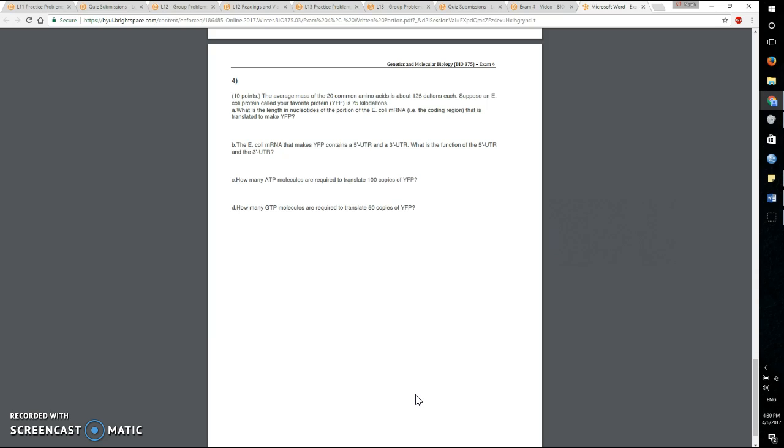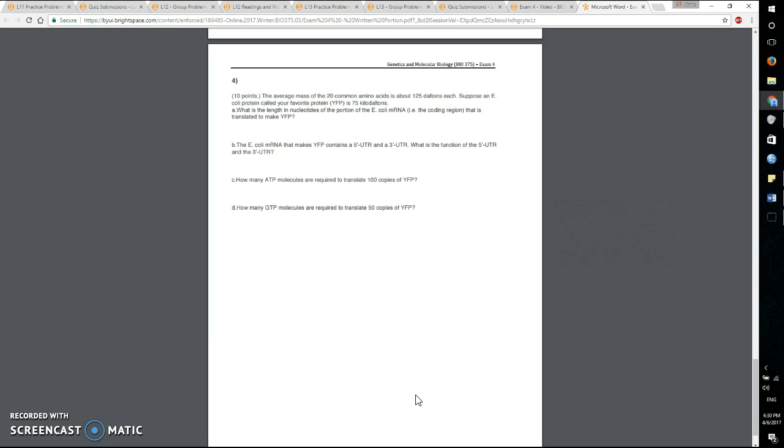But so B, the E. coli that makes YFP contains 5' and 3' UTRs. What are their purposes? They are the untranslated regions which act to regulate expression. Depending on the organism, in this case E. coli, they operate to ensure that not everything gets copied at the same time, but only what's needed for the different functions. So that's called UTR, untranslated regions. And there's one immediately preceding and following the decoded mRNA.